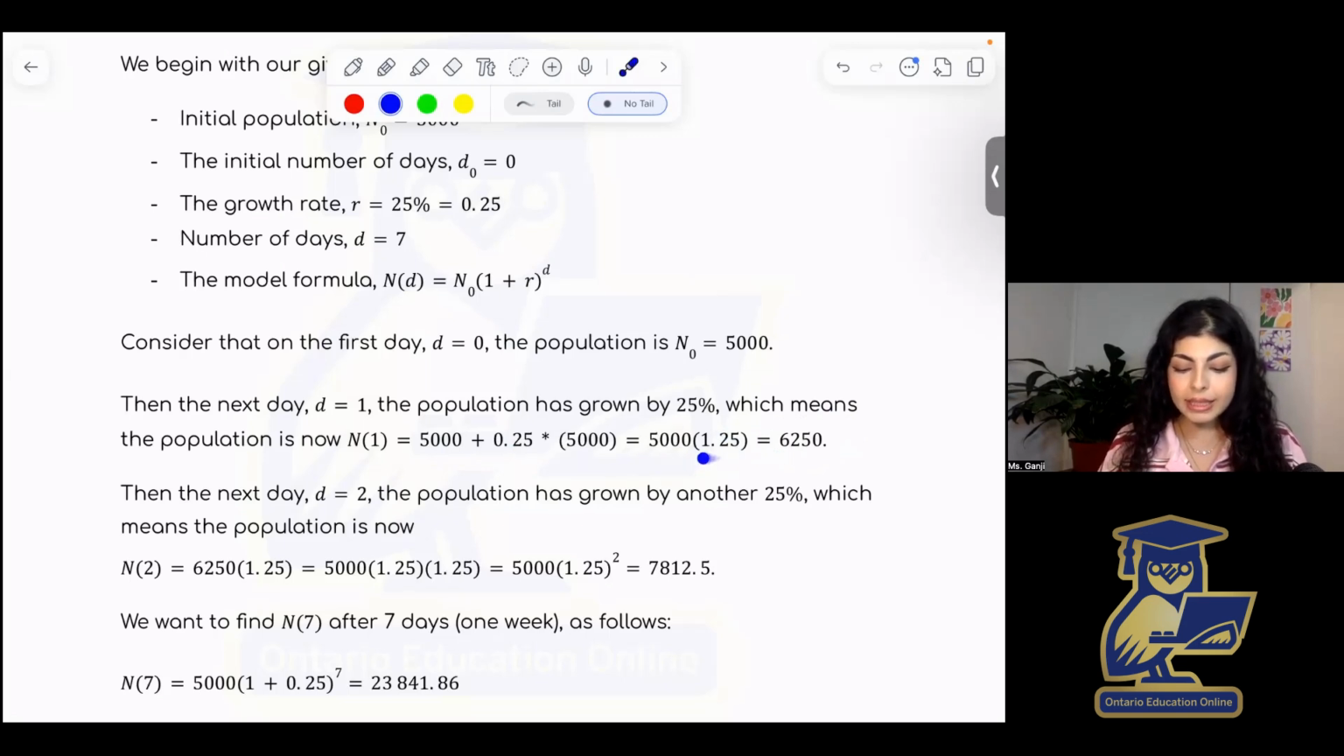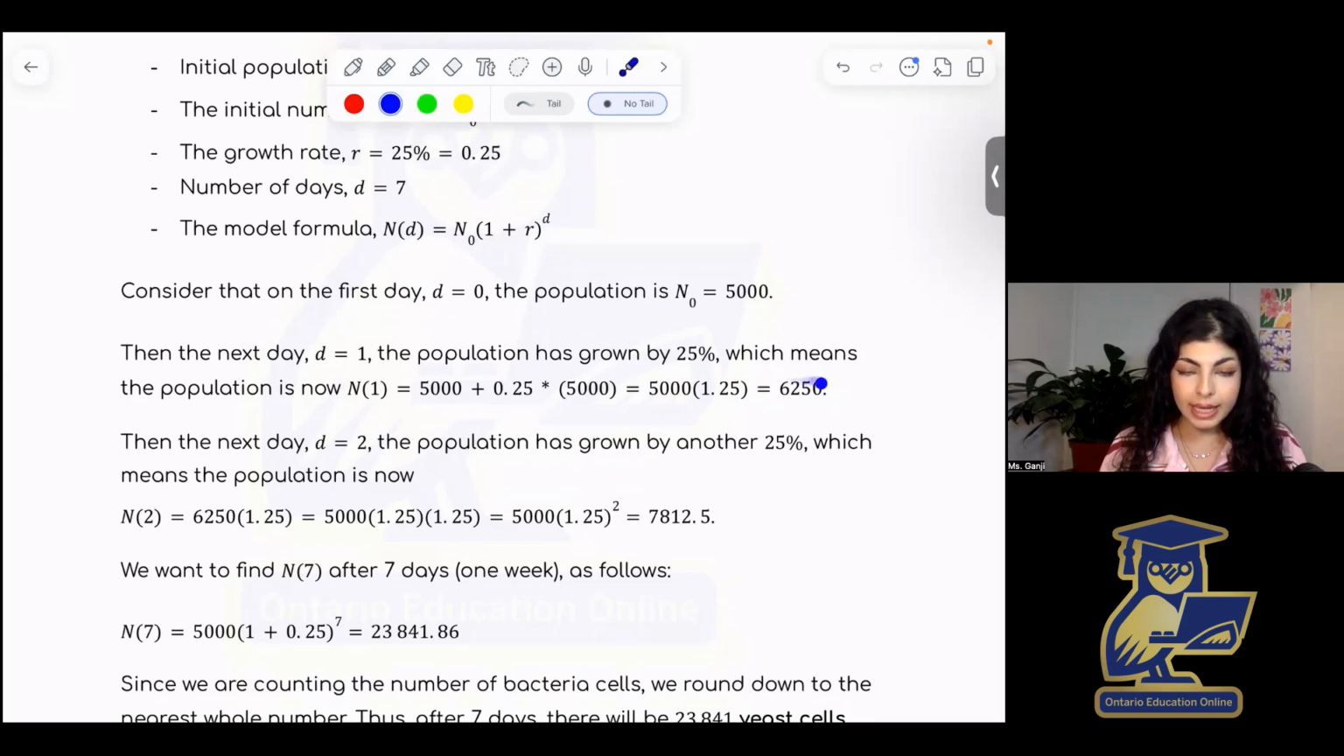And already this is this formula here with D equal to 1. So we have 1 plus R, which was 1 plus 0.25, and to the power of 1. Now, using this value, the next day, so now D is equal to 2, and this is with respect to the first day when D was 0.